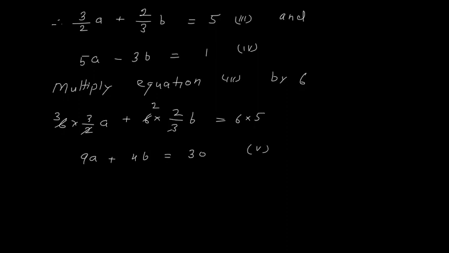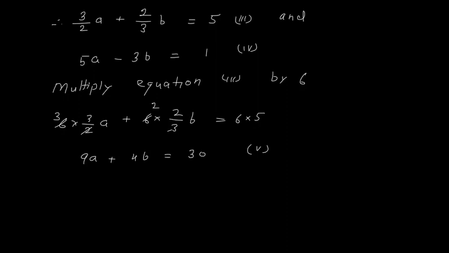Now equation 4 and equation 5, neither the coefficient of a is the same nor the coefficient of b is the same. So we make them the same by taking the LCM. So let us take the LCM of the coefficients of b. Here it is minus 3, here it is 4. So 3 fours are 12.